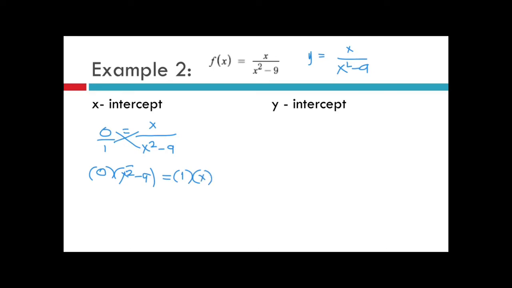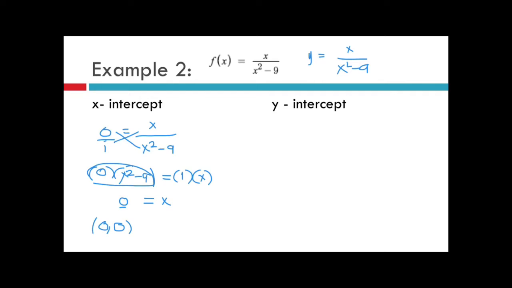You don't have to really write this in your solution, but I just have to emphasize this because everyone knows what is going to happen. This whole quantity becomes 0, so 0 equals 1 times x, which is x. Therefore, we have an x-intercept at the point 0, 0. When the value of x is 0, the y value is also 0.